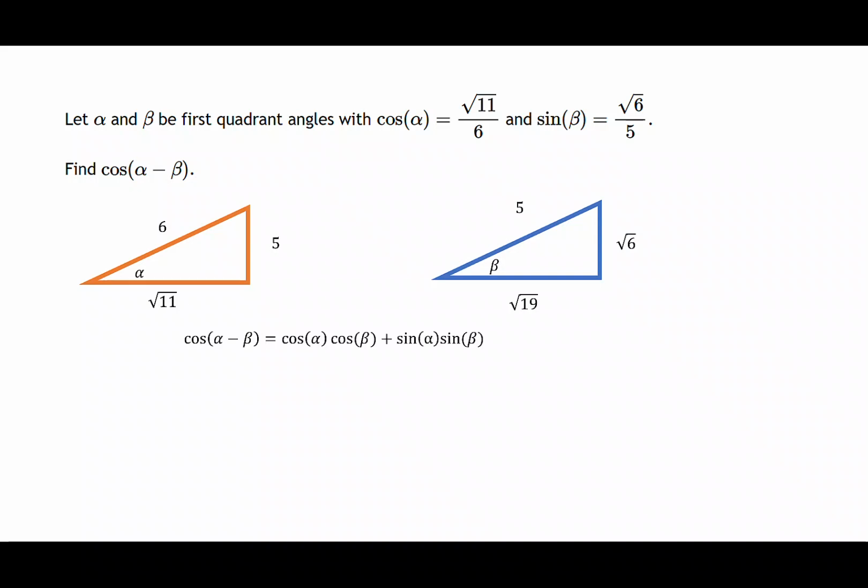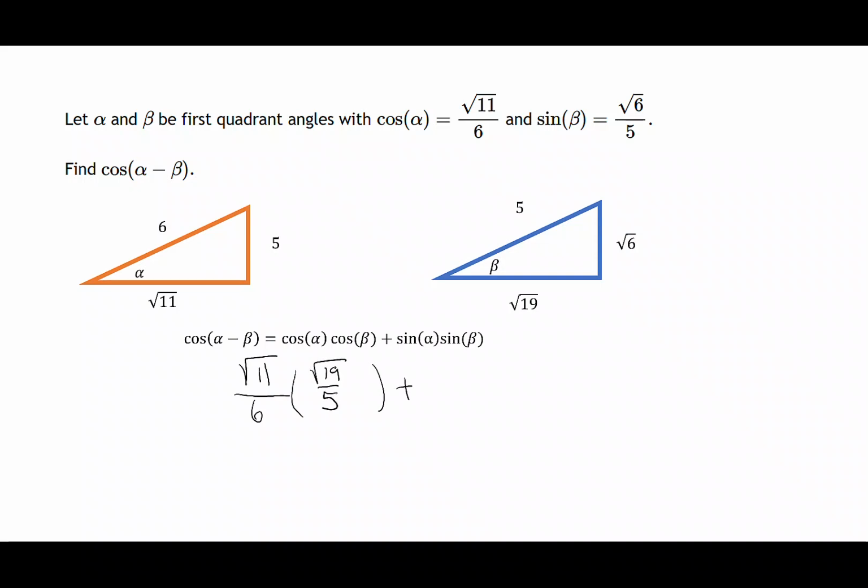As a reminder, cosine of alpha minus beta will be the cosine of alpha times the cosine of beta plus the sine of alpha times the sine of beta. I'm going to write in these steps so we can go slowly and see what each piece is. We started with the cosine of alpha as being the square root of 11 over 6. We need to multiply by the cosine of beta. The cosine of beta will be the square root of 19 over 5.